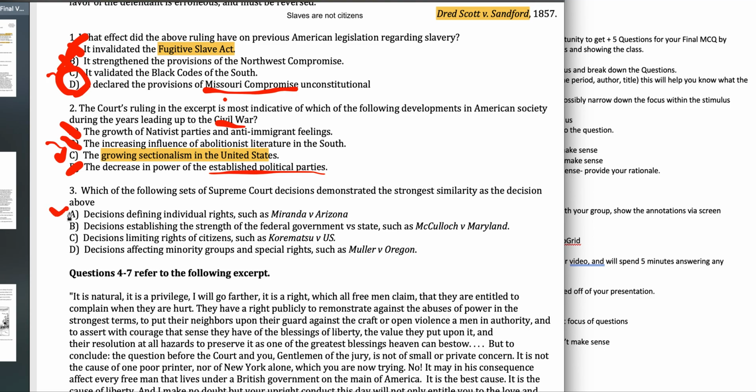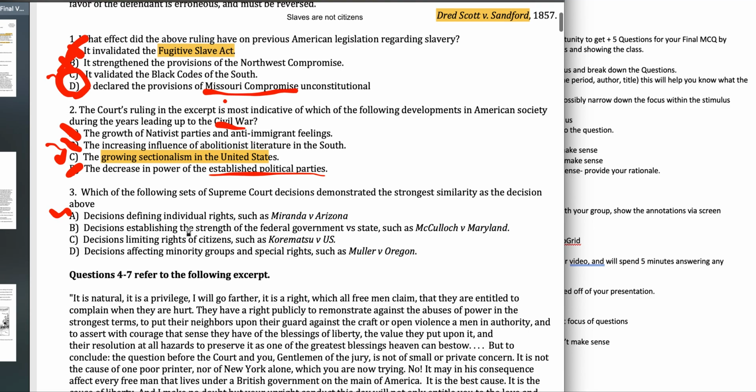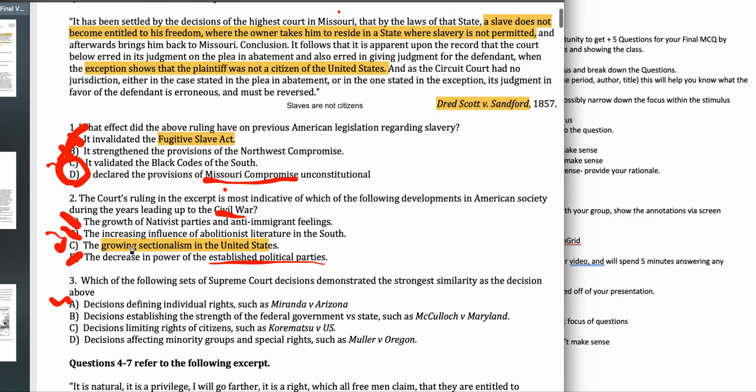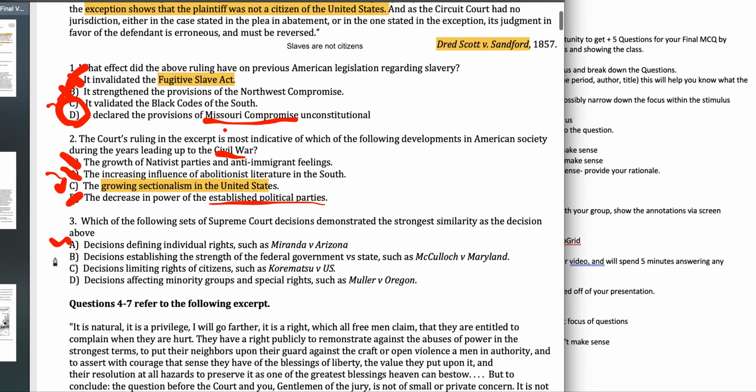So I'm going to draw a squiggly here. Decisions establish the strength of the federal government versus the state. Well, you could argue that this shows that the federal government is telling states what to do, right? So I'm going to put a squiggly line there too. Decision on limiting the rights of citizens.